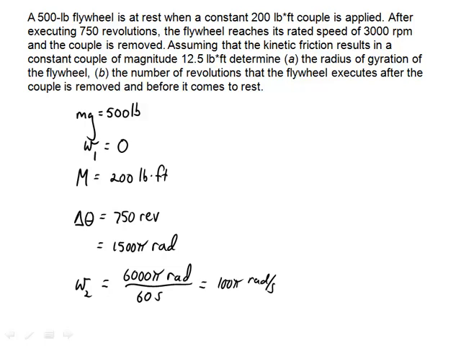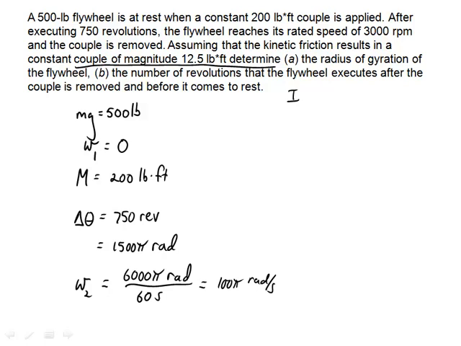At that point, the couple is removed, and so the object is just going to spin, except it is going to slow down because there's a couple with a magnitude of 12.5 pound-feet that's causing it to slow down, and that's due to friction. So that friction will also be there when it's speeding up. We're interested in the radius of gyration of the flywheel, and that's going to come from the moment of inertia, which we'll get to in just a moment, and the number of revolutions that the flywheel executes after the couple is removed before it comes back to rest again.